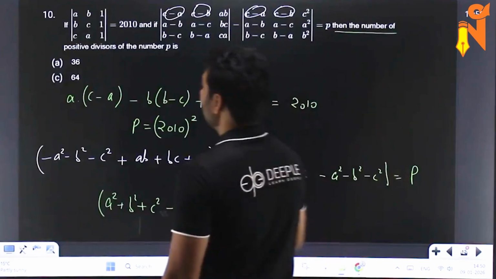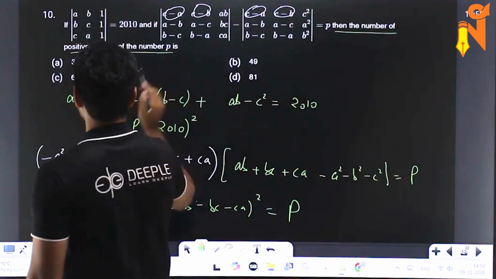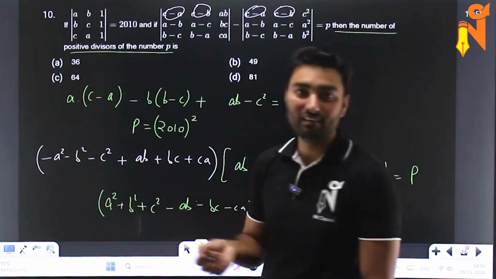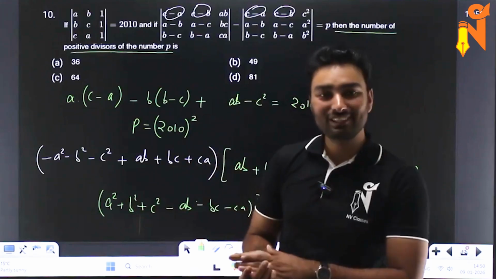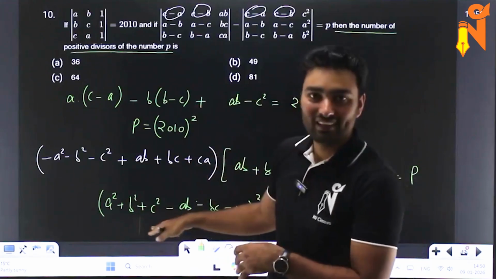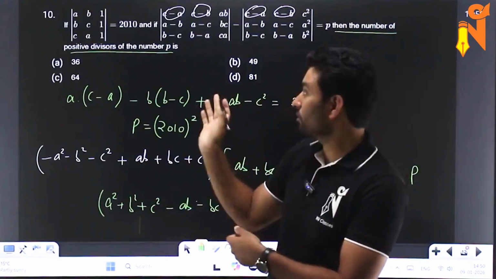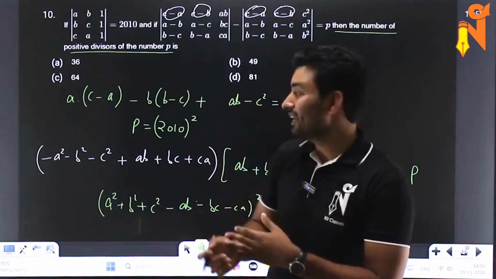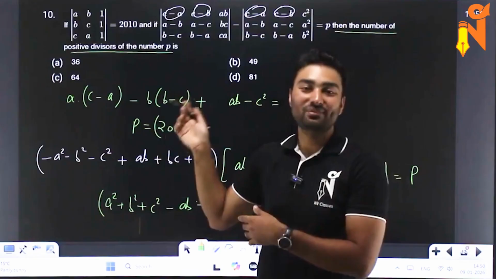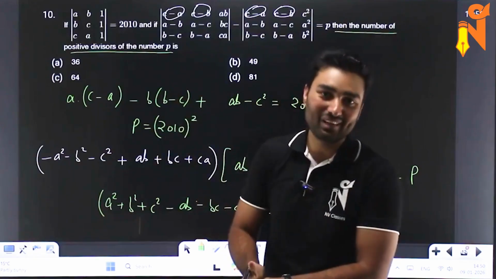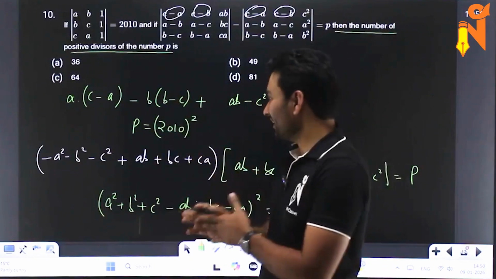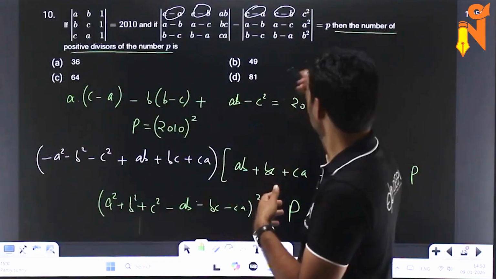Then the number of positive divisors of the number P. So basically I want to find the divisors. This question, until here, was not difficult if you're good in row and column transformation. But after this, if you're not good in P and C, permutation and combination, then you can't solve this question, because you can't solve this part.